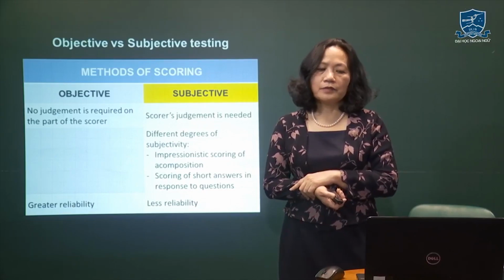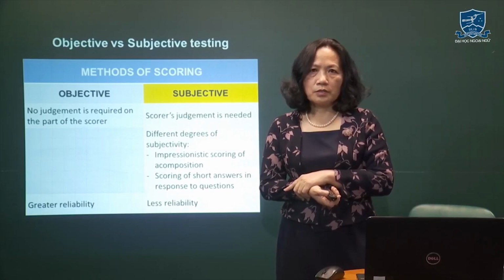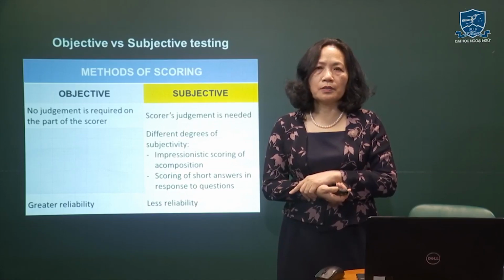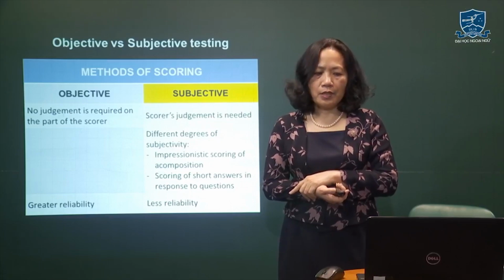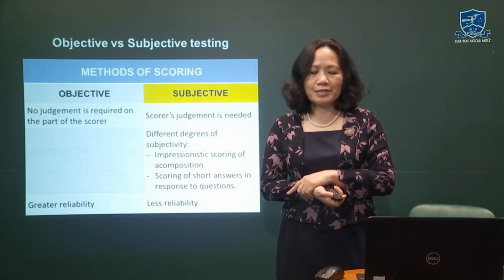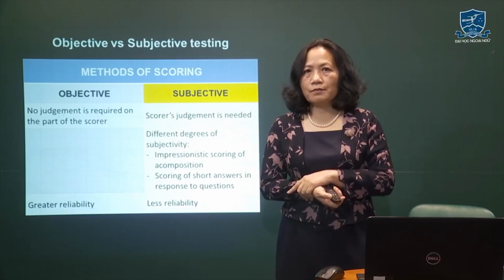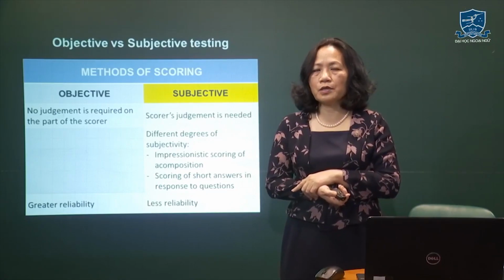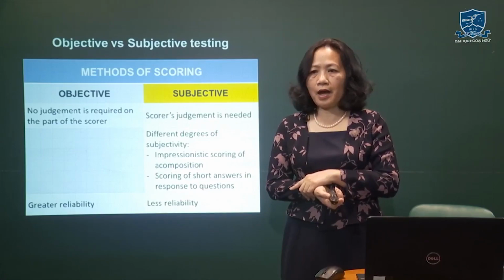For objective testing, scoring is more reliable, and we can ensure a high degree of scoring reliability. And for subjective testing, of course, scoring is less reliable because different scorers may have different opinions, may have a different judgment of the student's ability through the student's test answers.